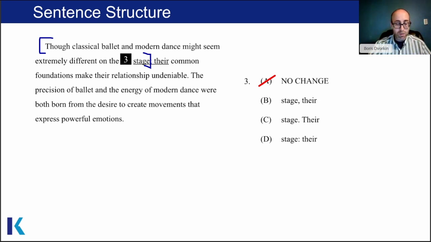Well, remember, semicolons and periods are about the same thing, so we can cross off C because that would put a period at the end of a sentence fragment, and there's no way that that's going to be the correct answer on test day, so we're going to get rid of choice C.